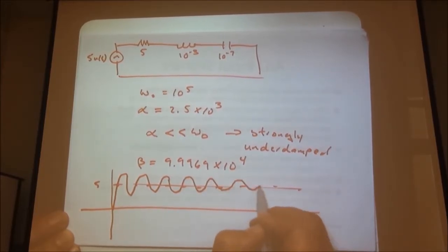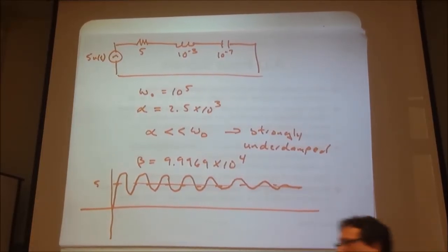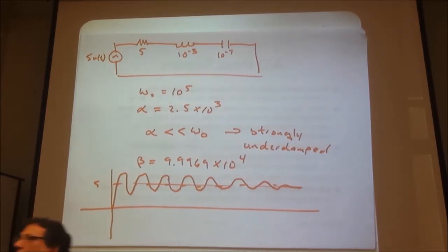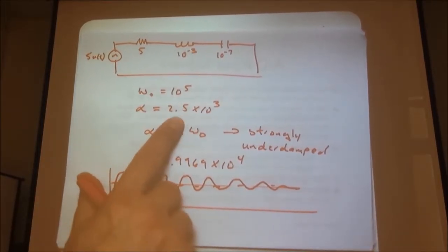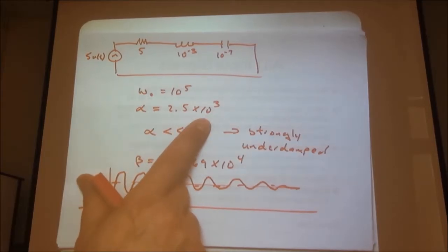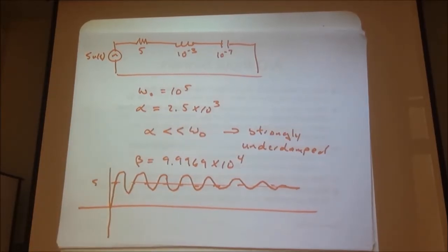It's a decaying sinusoid, but with a lot of ringing. So effectively what we're saying is, the more strongly underdamped we are, well, here's our exponentially decaying term, e to the minus 2.5 times 10 to the 3. That's a slow decay. We've seen that in a strongly overdamped case. So that's a slow decay with a lot of ringing.